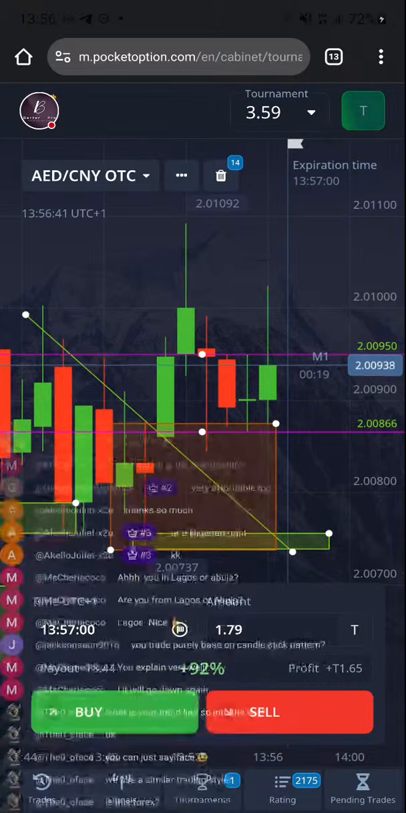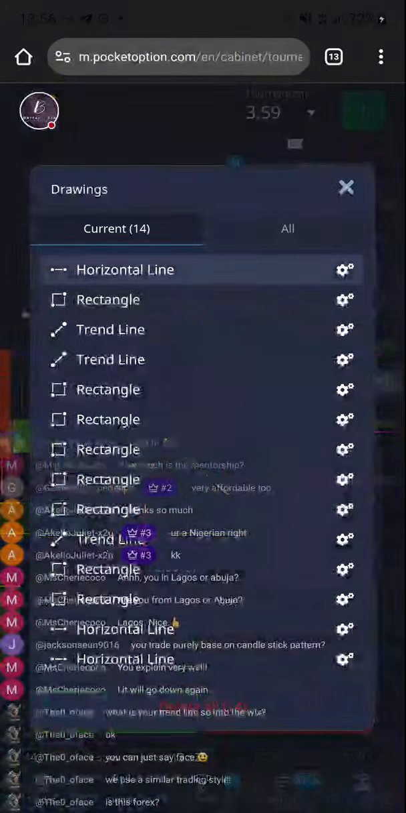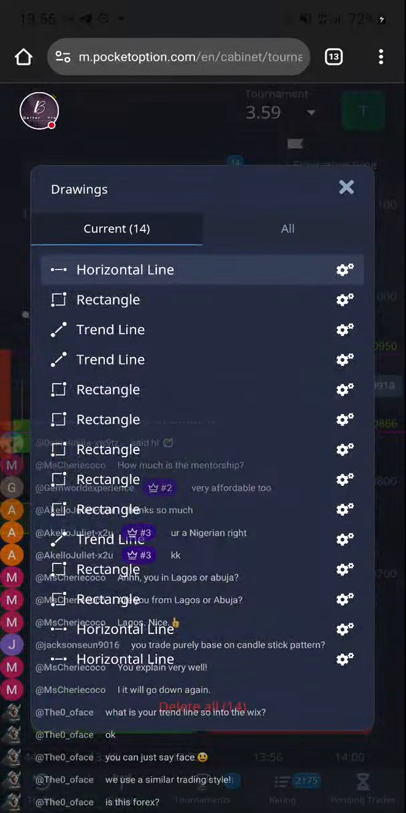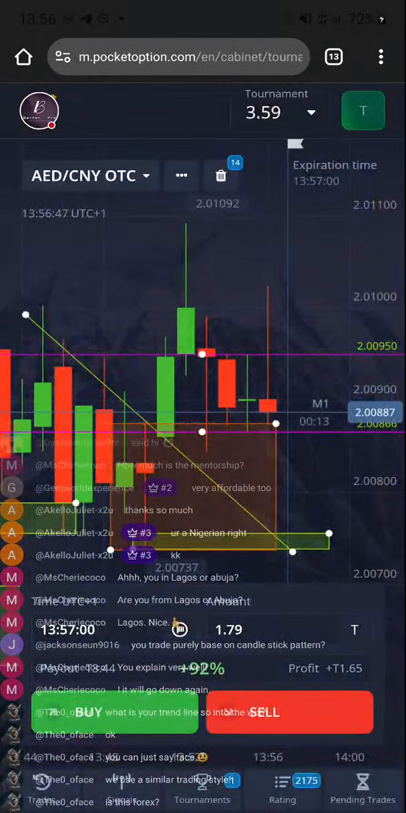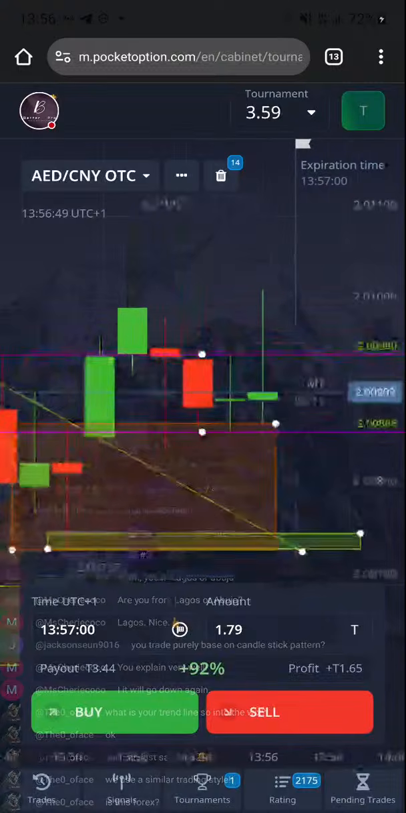We cannot just go with the sellers. Oh, the doji break is not happening again. No, this is not forex, this is binary options trading.